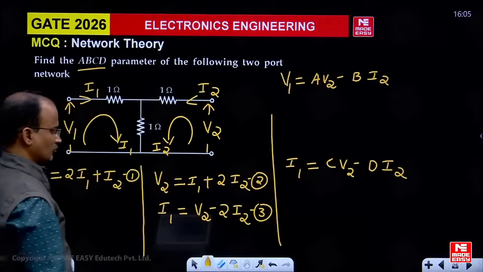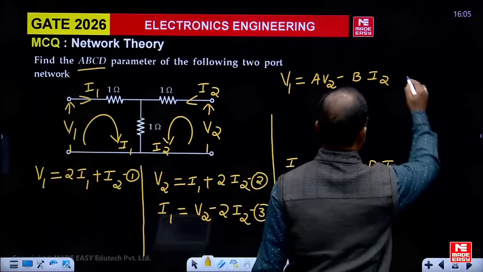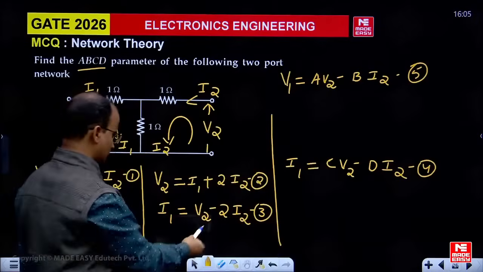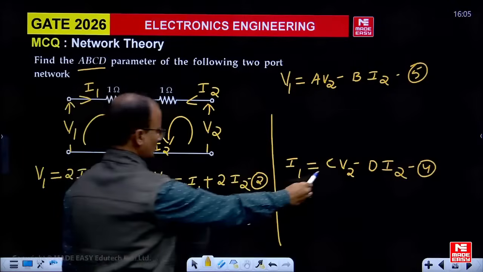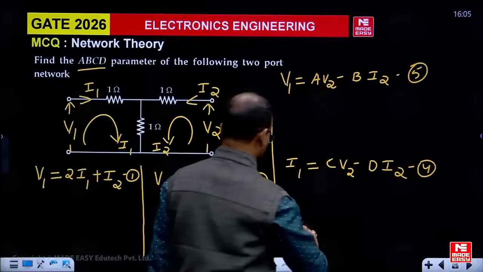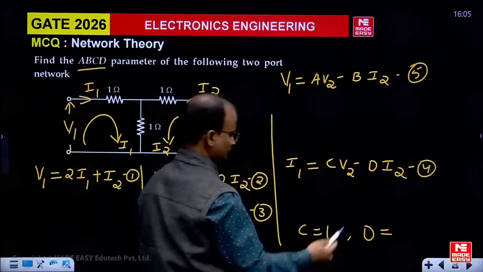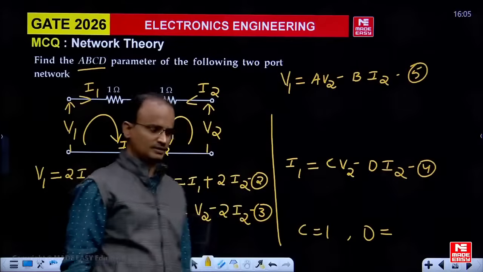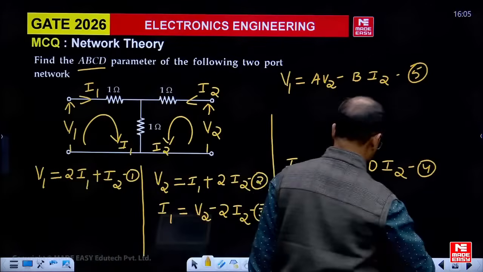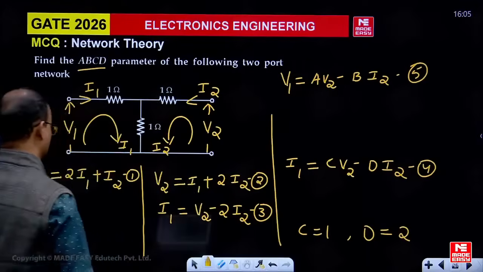Now let us compare the coefficients. Give the names equation 4 and equation 5 to the standard equations. If you compare equation 4 and equation 3 coefficients, the V2 coefficient is C. What is the V2 coefficient? It is 1. That means we can conclude C is equal to 1. Come to D. The I2 coefficient is minus D. Whatever the I2 coefficient is, minus 2. That means D is equal to 2. Two parameters are completed. Come to the other two parameters.